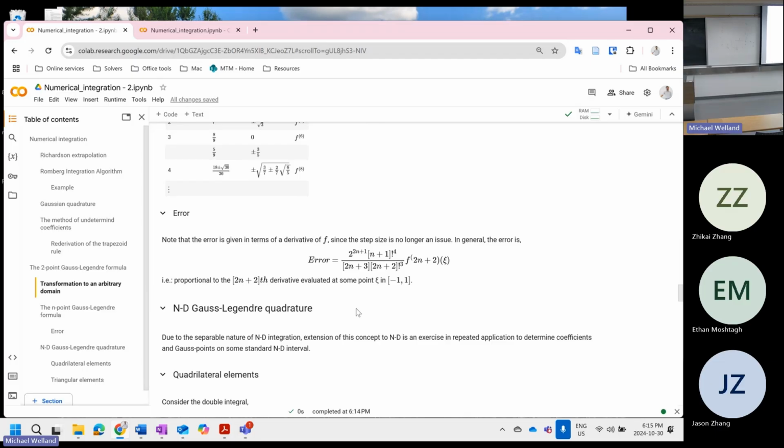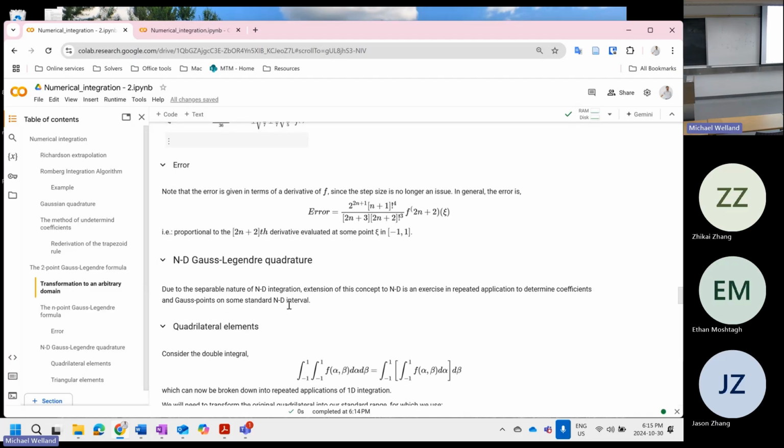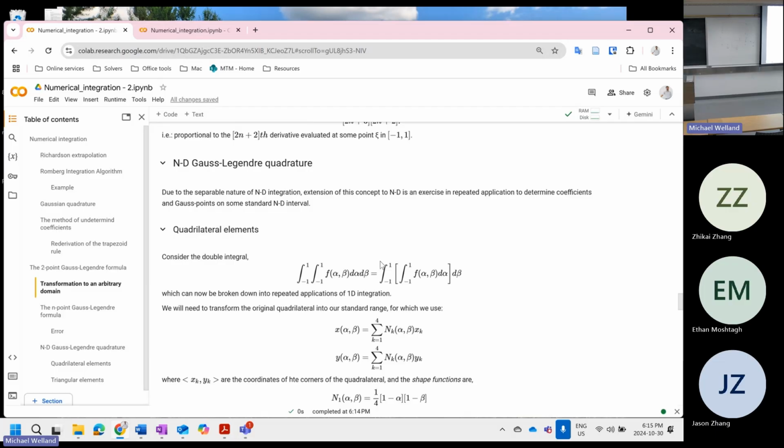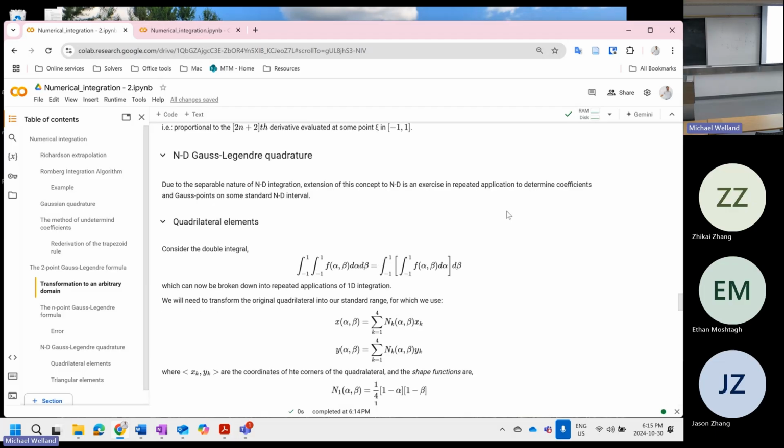When you look at the error, you see that it's proportional to the 2n plus 2th derivative, right? So in this case, for the 2 point, that's going to be 4 plus 2. So this is actually the 6th order, which is mind blowing how good this thing is. When we want to move into multiple dimensions, hope I'm going to get this in 3 minutes.